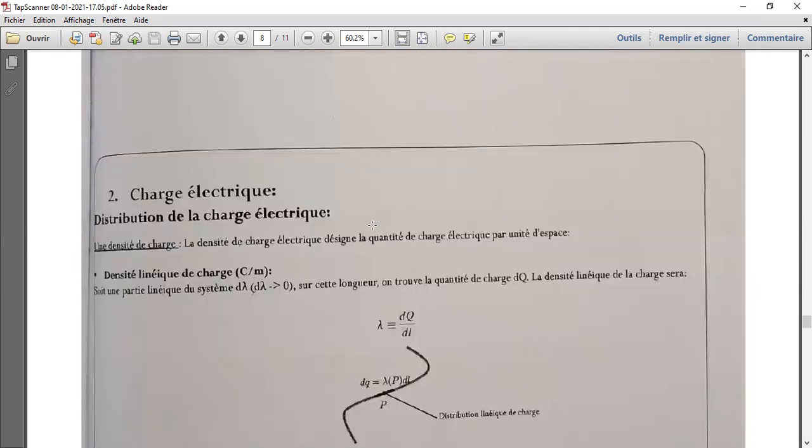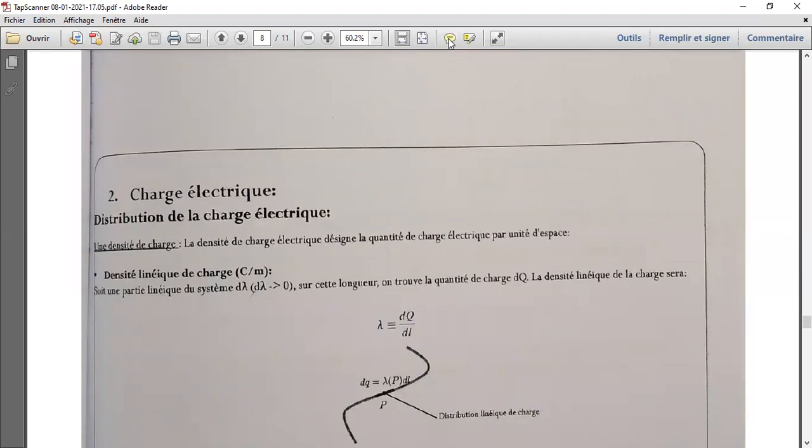Then for density linear, the formula is lambda equal to dq divided by dl. So these are the formulas you have to know. I wanted to remind you about these formulas before we tackle our question, because you have to have them in your head and be able to remember them.